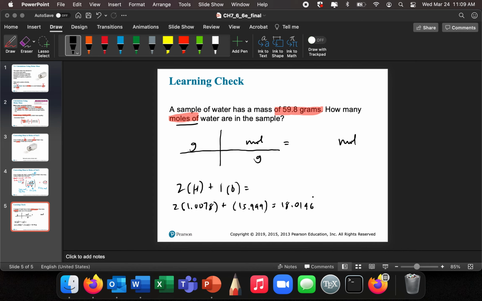18.0146. Since this only goes out to the thousands place, this number actually has 5 sig figs in it. So we'll put 18.0146 grams per 1 mole. That's exact. And this is 59.8 grams, which has 3 sig figs, so I can only report my answer to 3 sig figs.